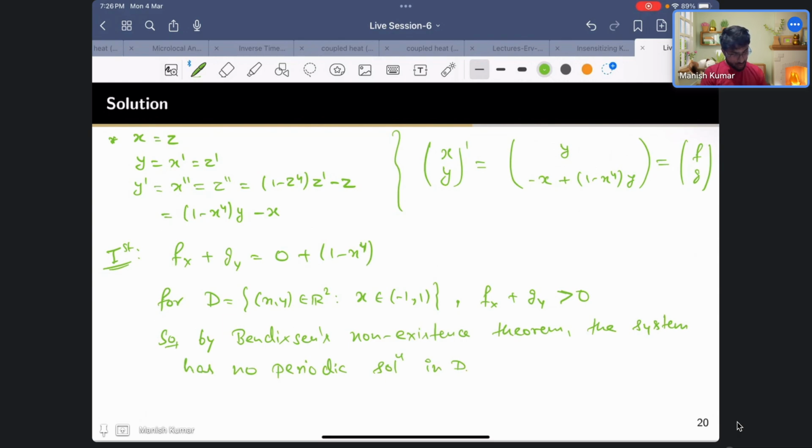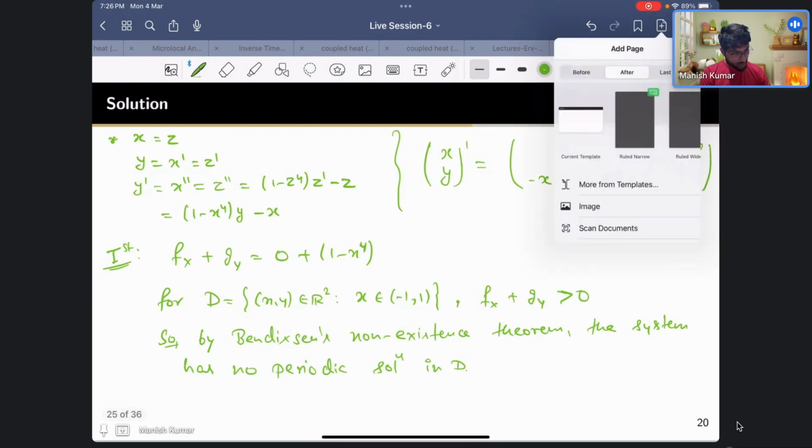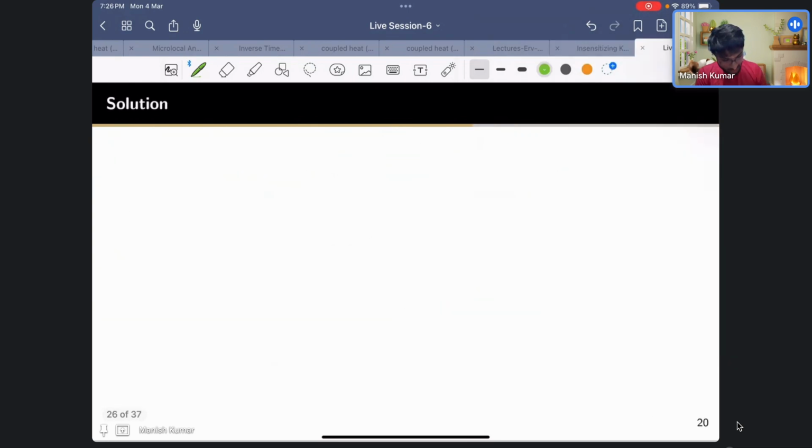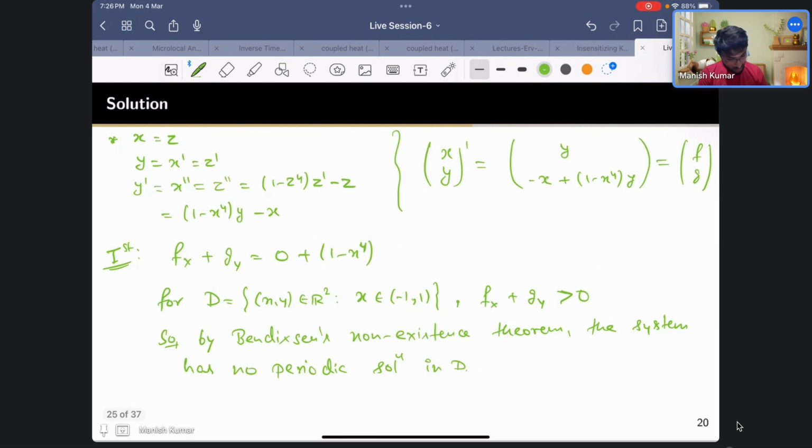Now I was talking about the second method. In some cases, just looking at the stability of the system, you can guarantee something. So let us explore that. Let me recall this system. Let me just copy this one.